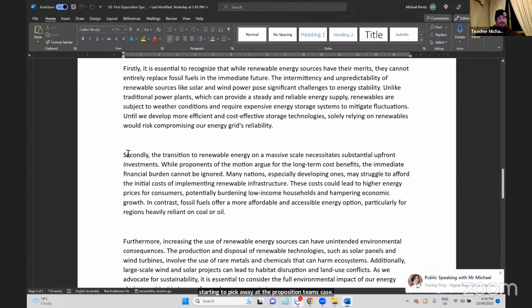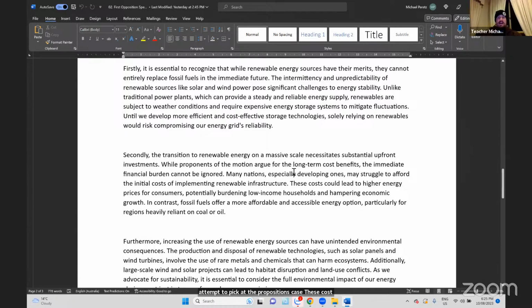We move on. Secondly, so again, signposting. The transition to renewable energy on a massive scale necessitates substantial upfront investments. And now they're talking about just how expensive it's going to be. So again, picking away at the proposition team's case. While proponents of the motion argue for the long-term cost benefits, the immediate financial burden cannot be ignored. Many nations, especially developing ones, may struggle to afford the initial costs of implementing renewable infrastructure. So they're saying that some countries that aren't as rich as other countries, they might struggle to afford this renewable energy solution. So that's again another attempt to pick at the proposition's case.